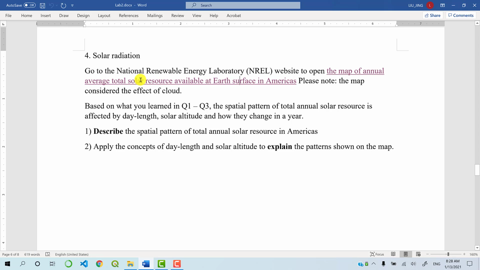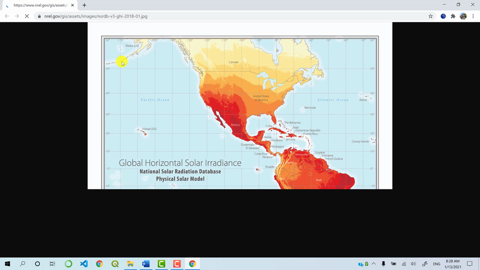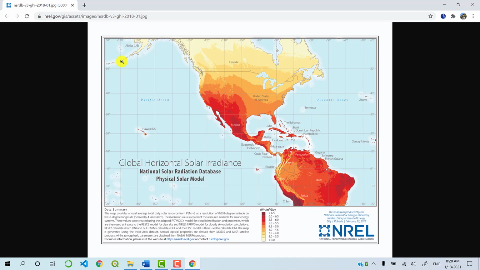Okay, so let's go here, and you can see there is a map produced by the National Renewable Energy Lab. Yes, National Renewable Energy Lab. So this is a map. We, as geographers, we always use maps. So I want you to read the data summary. For any map, you need to read the data summary. What data is used to produce this map?